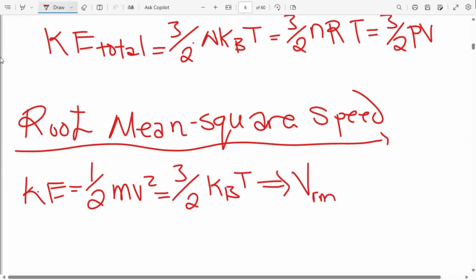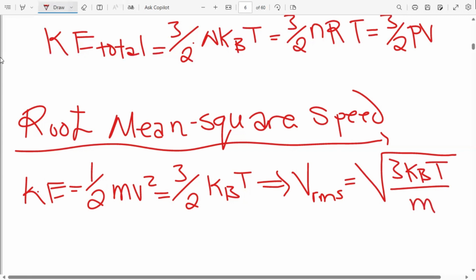RMS, root mean square speed, or root mean square velocity, whatever I can call it, will be equal to the square root of 3 Kb T over m, where m is the mass of the molecule in kilograms. This m that is here is actually the mass of our molecule in kilograms. So this is for a given mass of a gas.